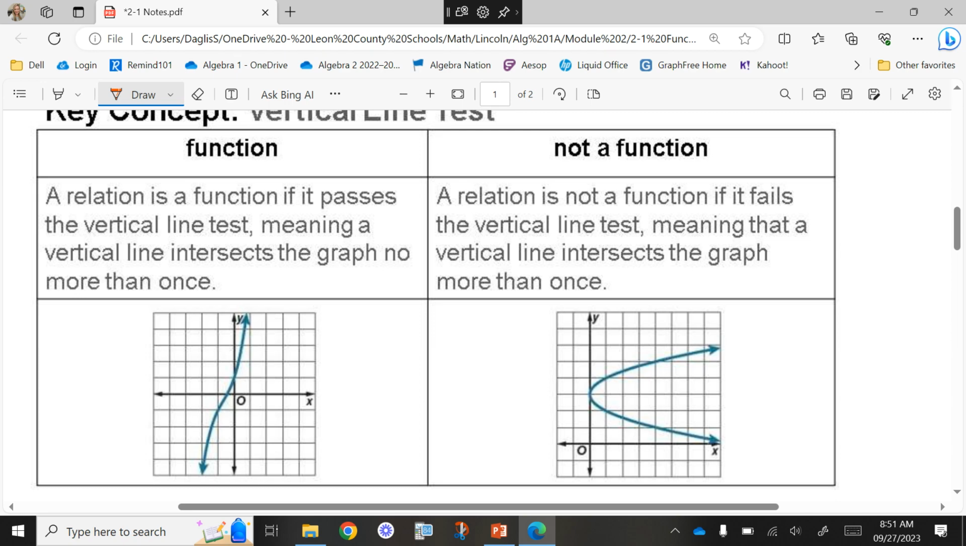Uh-oh, it's touching twice, right? See how it's touching my vertical line in two different spots as I slide it over? That's bad. So it's a relation. We have x's and y's, but it's not considered a function. If you draw a line and it hits twice, it is not a function.